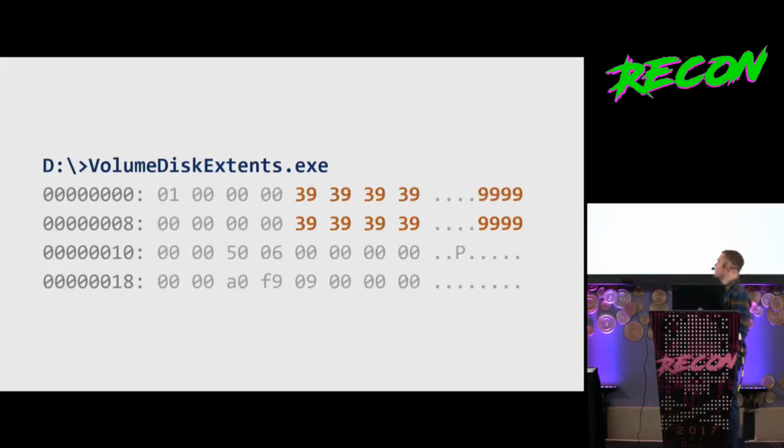So this is how it looks if we start a POC for the volume disk extents vulnerability. One time when we run it, we get these 39 padding bytes inserted by special pools, and when we run it again, we can see that these 8 bytes differ, so then it's obvious which bytes are actually being leaked here.